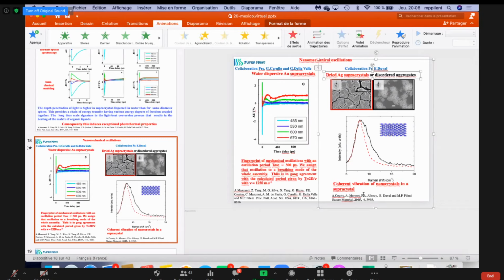You are welcome. There's a follow-up on Giuseppe's question. I think he says that if the supracrystal is in a breathing mode, the individual particles that make the supracrystal vibrate. So his question is how much each individual particle vibrates, if you can quantify the vibration of the individual components of the supracrystal.